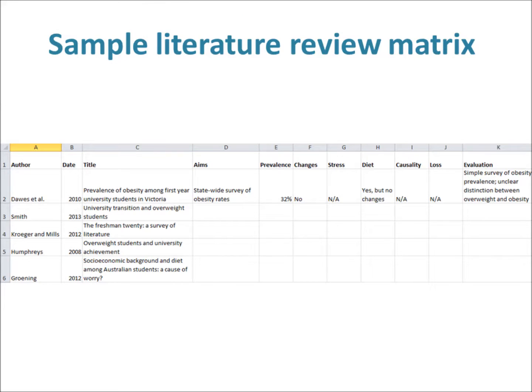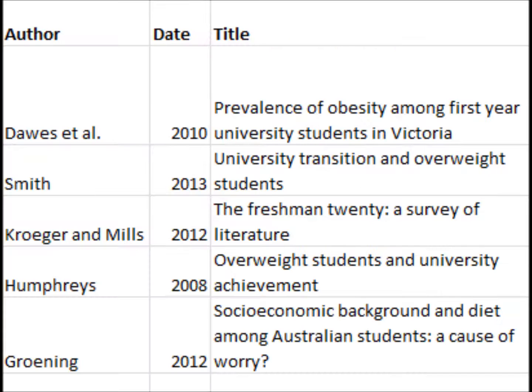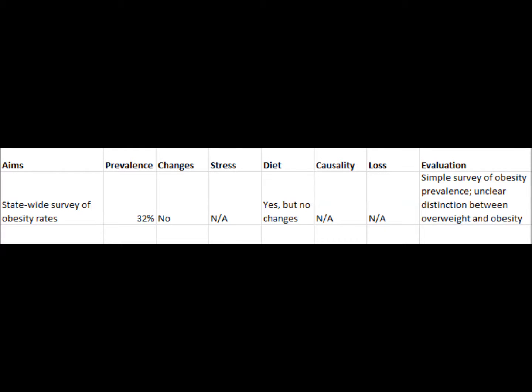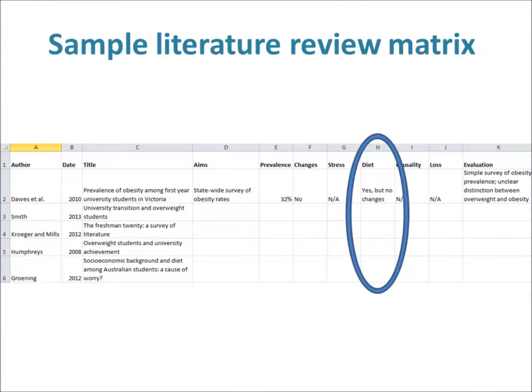And this is what it looks like when we create a matrix. First, we have bibliographical information: author, date, title. Then, a brief summary of aims is good. This is followed by our thematic columns: prevalence, changes, stress, diet, causality, weight loss. Finally, I add a few comments about the article as such.